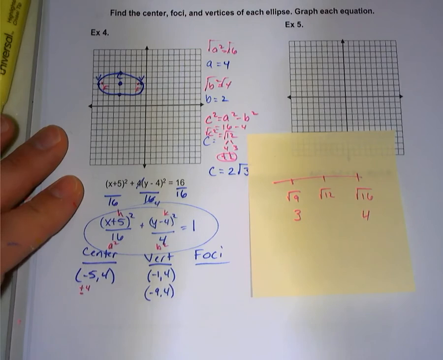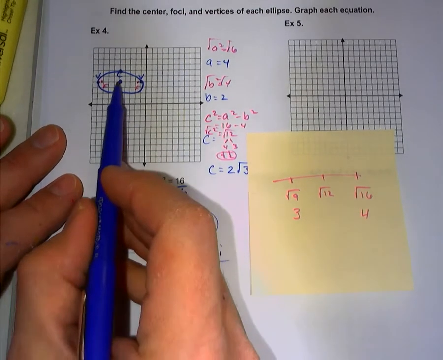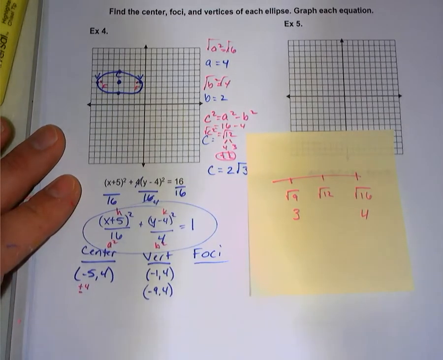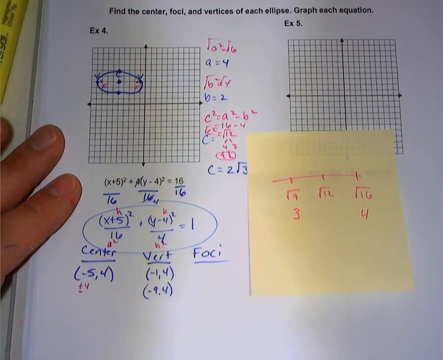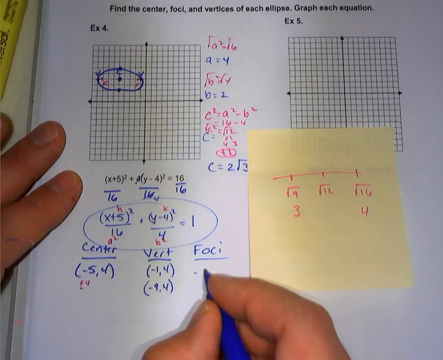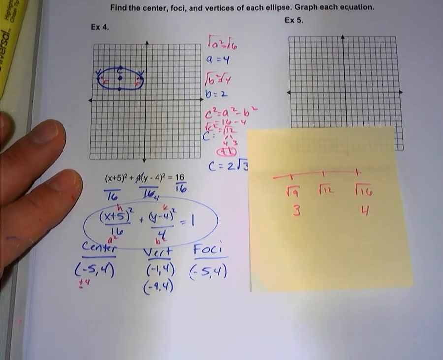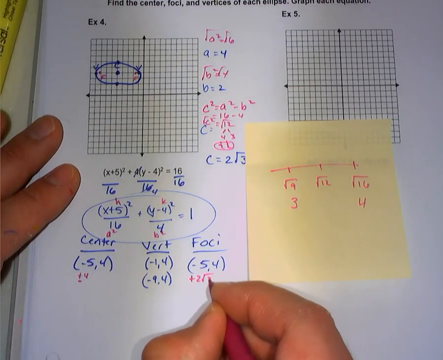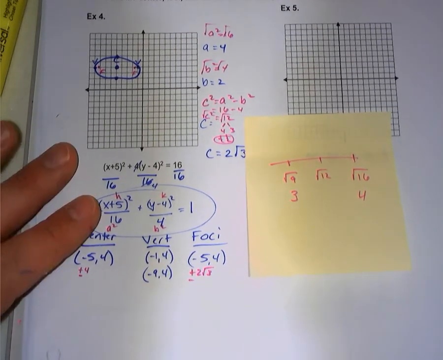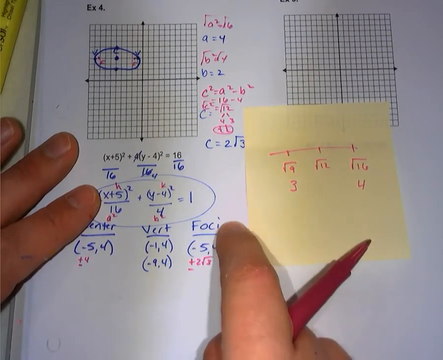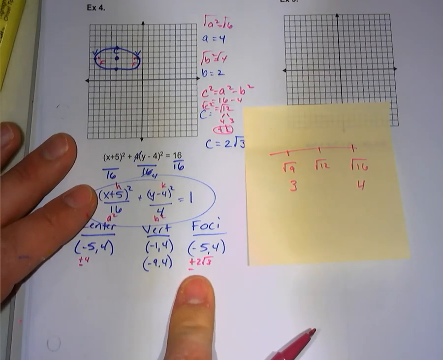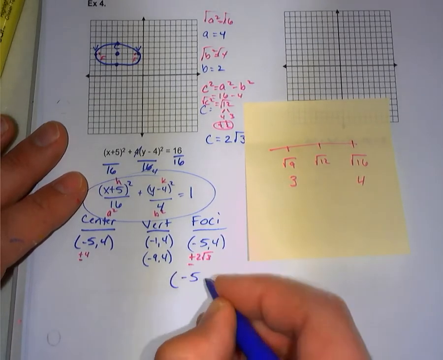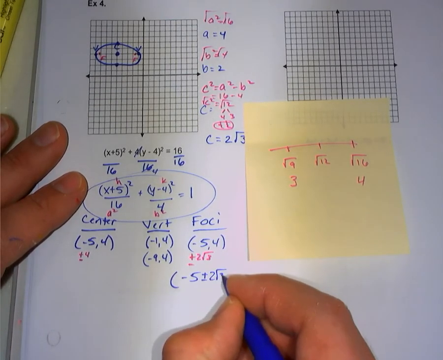Okay. Here's the big idea: we started at the center and we added and subtracted 2 root 3, left or right. We added or subtracted the 3.46. So here's the idea. I'm at my center, and I went left to right 2 root 3. That means I added 2 root 3 and subtracted 2 root 3 to that x value. So I started at my center, and I added this to both sides, to the x value. So the way we write that is negative 5 plus or minus 2 root 3, comma 4.